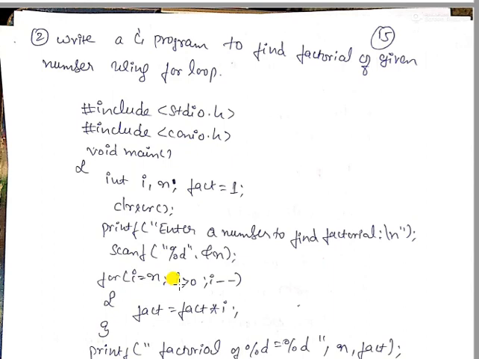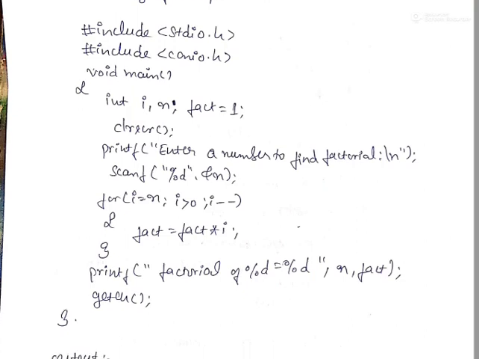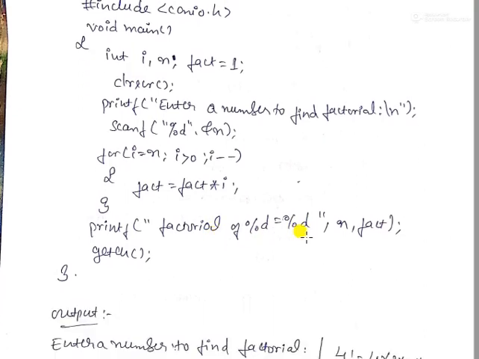So next we have to write the condition: I greater than 0, till I is greater than 0. Then it will compute fact is equal to fact into I. Then I decrement: since we are finding the factorial in decreasing order, you have to use decrement. If you go in increasing order, you have to use the increment operator in the loop. So I minus minus, and fact is equal to fact into I. At last that value will be stored in fact. Next we print the factorial value: factorial of percentage d is percentage d.